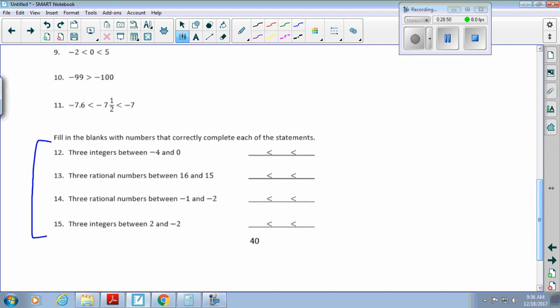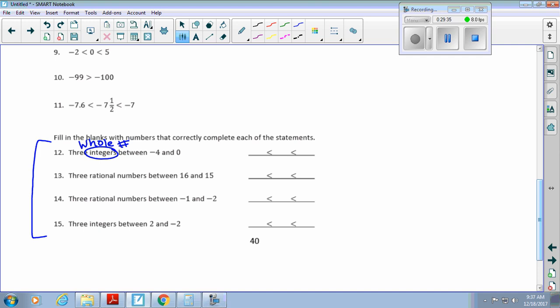All right, let's go down to the bottom here. So your job is to finish that top part and then finish this bottom part. Let's do the first one here together, number 12. It says 3 integers between -4 and 0. So integers means what? Who can tell me what an integer is? Jaden? A whole number on either side of the number line. Very good. It's a whole number. So we need a whole number. I'm going to write that here. A whole number between -4 and 0. So what are our options there? They're pretty limited. What are 3 integers between 0 and -4?